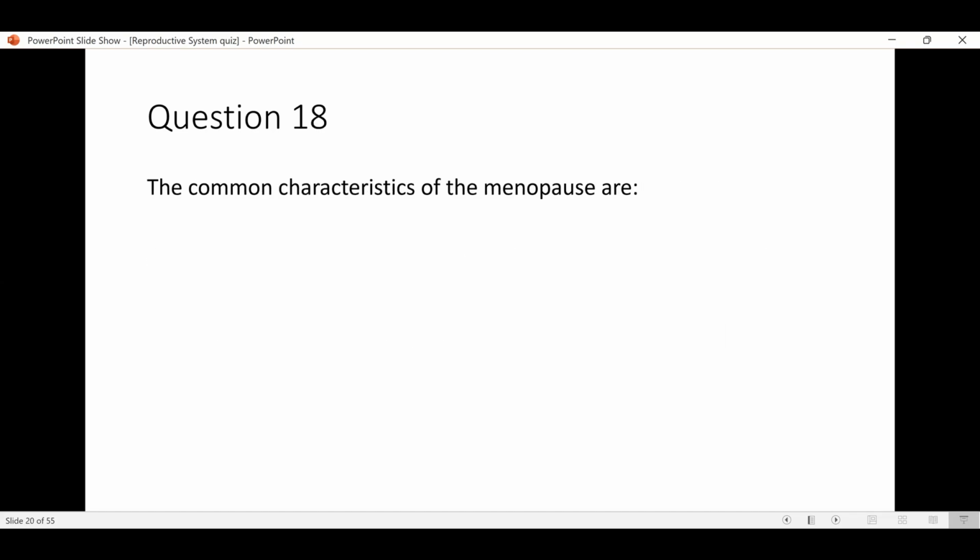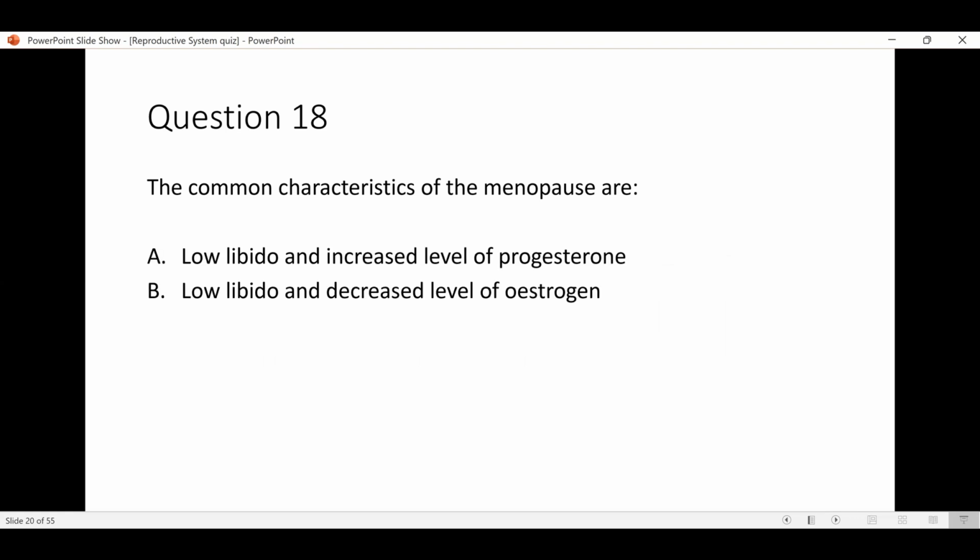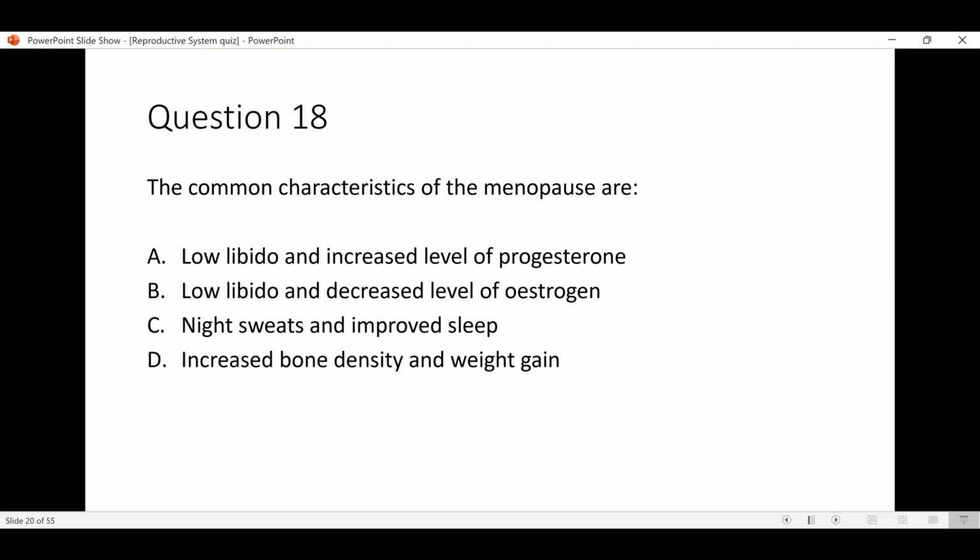Question 18. The common characteristics of the menopause are low libido and increased level of progesterone, low libido and decreased levels of estrogen, night sweat and improved sleep, increased bone density and weight gain.